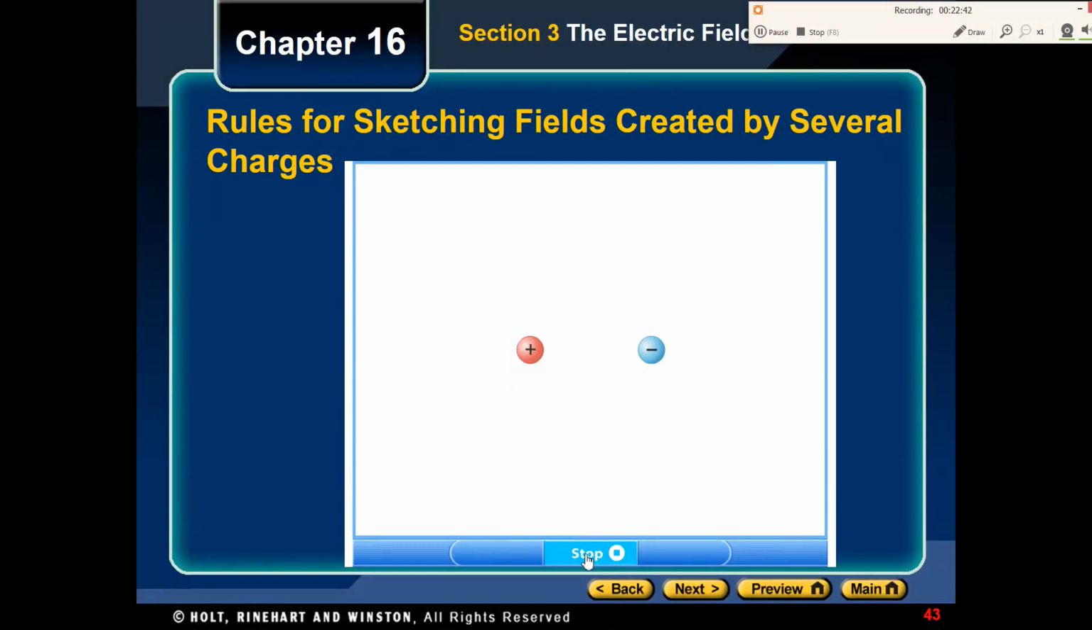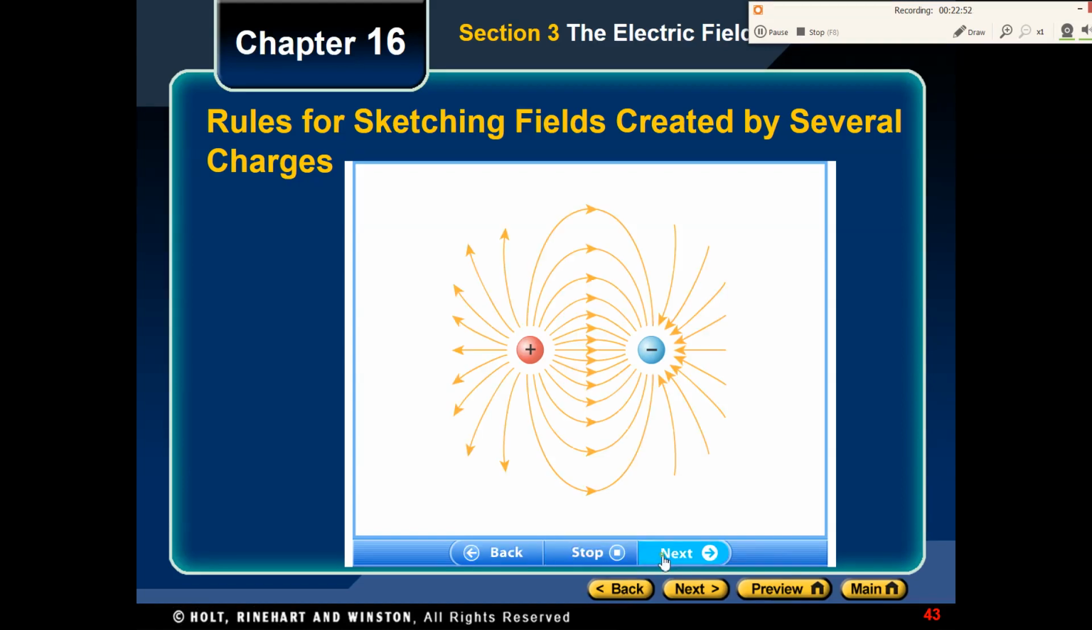For two equal and opposite charges, the number of lines that begin at the positive charge is equal to the number of lines that terminate on the negative charge. Near the charges, the electric field lines are nearly radial. The electric field is strongest in the region between the charges, which is indicated by the high density of field lines. Remember we talked about this: the number of lines represents the strength.